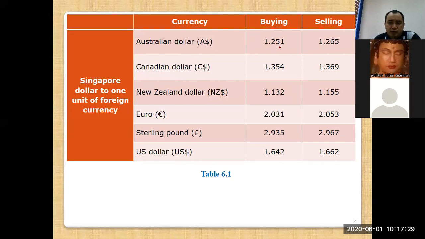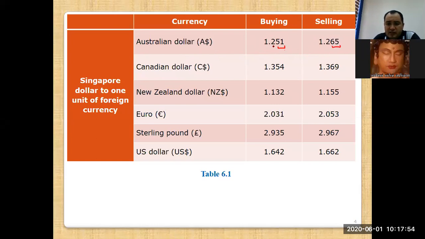1.251 Singaporean dollar, right? But now you have Singaporean dollar here and you want to buy Australian dollar, right? At that time, you just go there and ask for 1 Australian dollar, you need to pay this much money. As you see here, here we have the difference, right? This is 51 and here 51, here we have 65. Now what is the difference here?